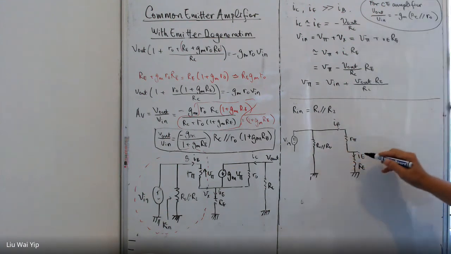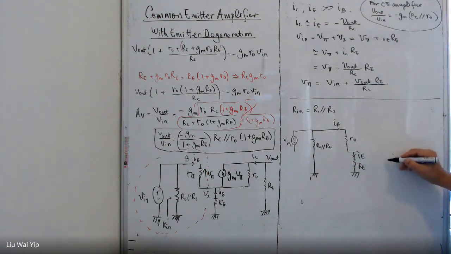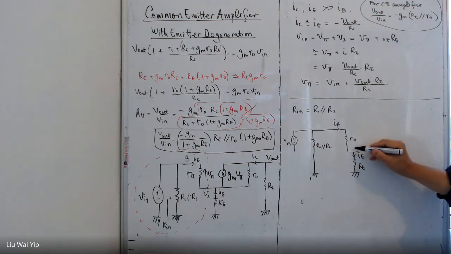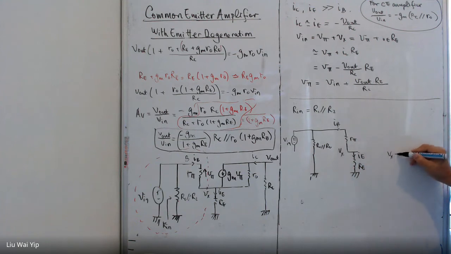We know that IE, let's say this voltage is Vx. Vx is equal to IE times RE. There's no problem with that. But this is also equal to 1 plus beta, IB times RE.